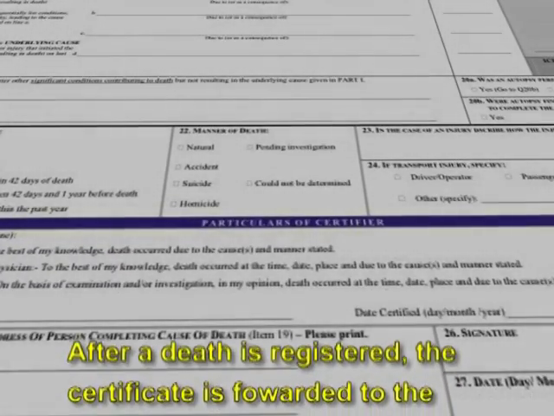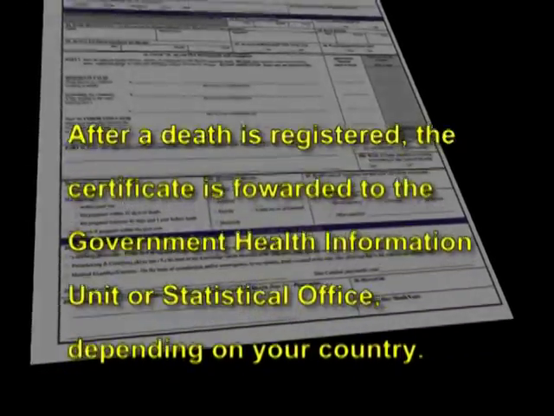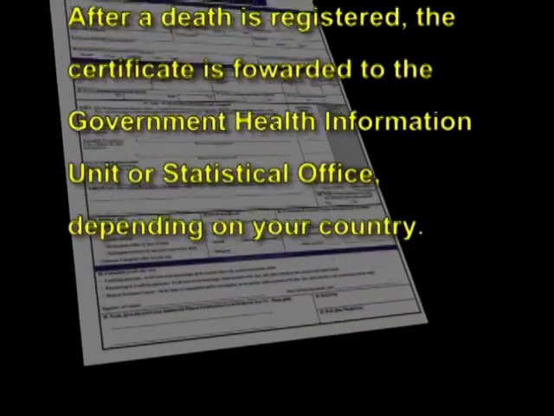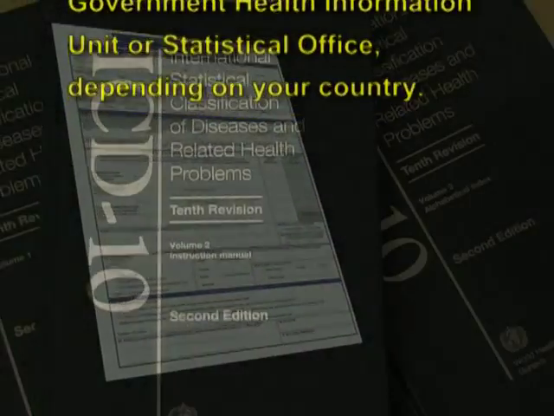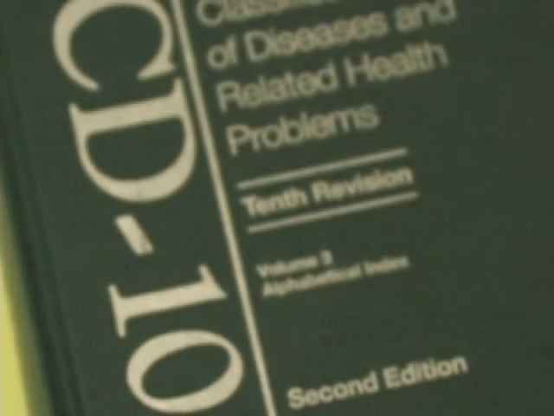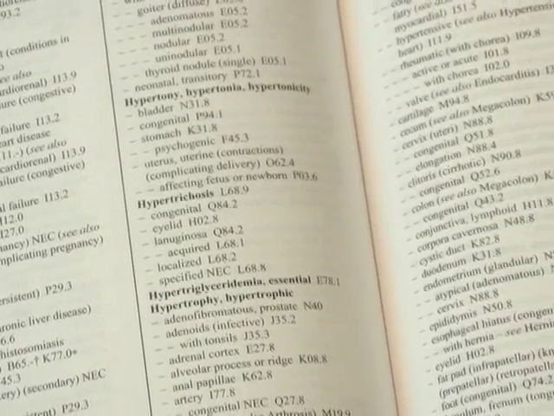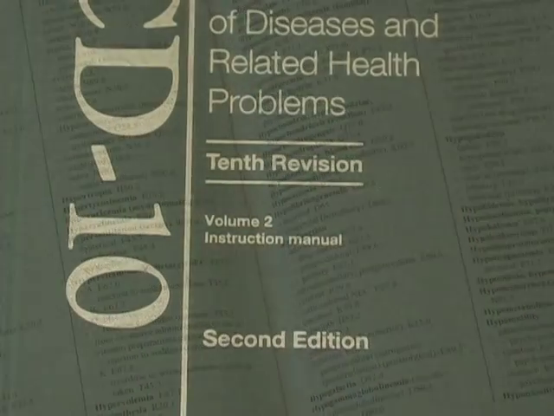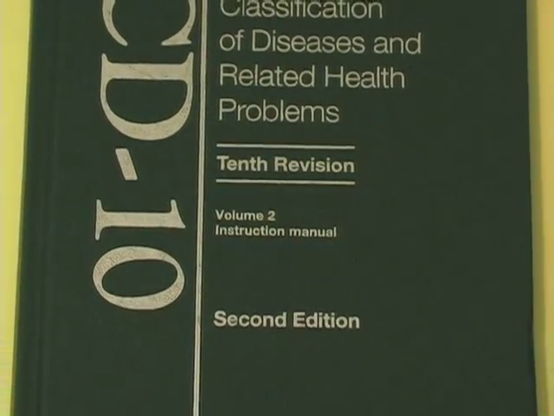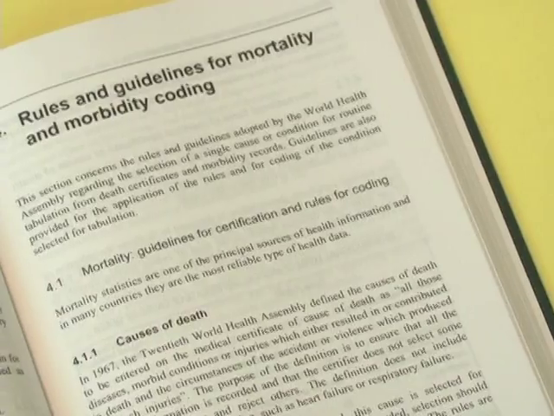After a death is registered, the certificate is forwarded to the Government Health Information Unit or Central Statistical Office, depending on your country. Here, the different conditions listed on the certificate are coded using an index listing prepared by the World Health Organization's International Statistical Classification of Diseases and Related Health Problems, ICD-10. After all conditions have been coded, special rules prescribed in the ICD-10 manual are used to select the underlying cause of death.